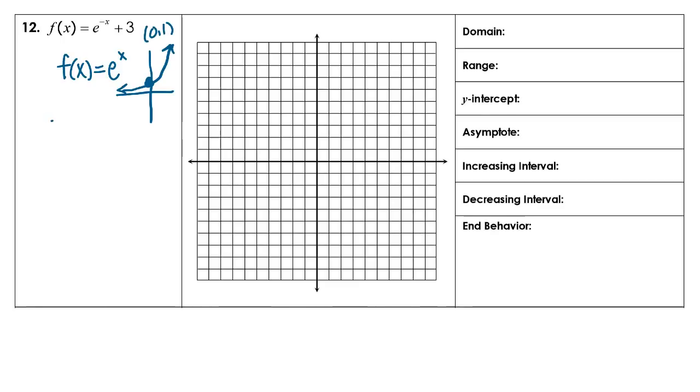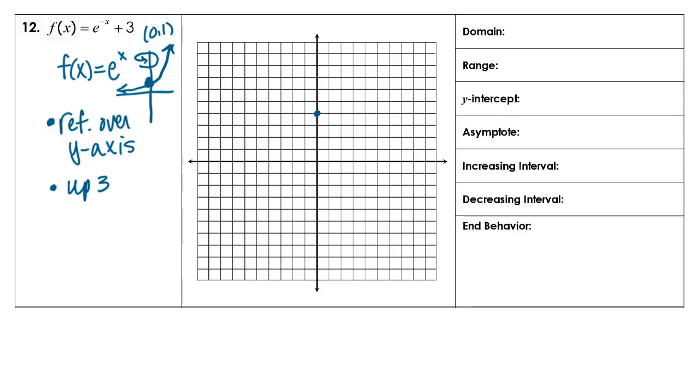Now looking at our transformations, the first thing that we have is that negative x, so we are going to reflect over the y-axis. So in other words, we're going to take this function and we're going to spin it around that y-axis. And then we are going to move up 3. So starting at 0, 1, we do move up 3. So that's going to change our asymptote as well. If we're already at 0, 1 and we move up 3, now we're at 0, 4.